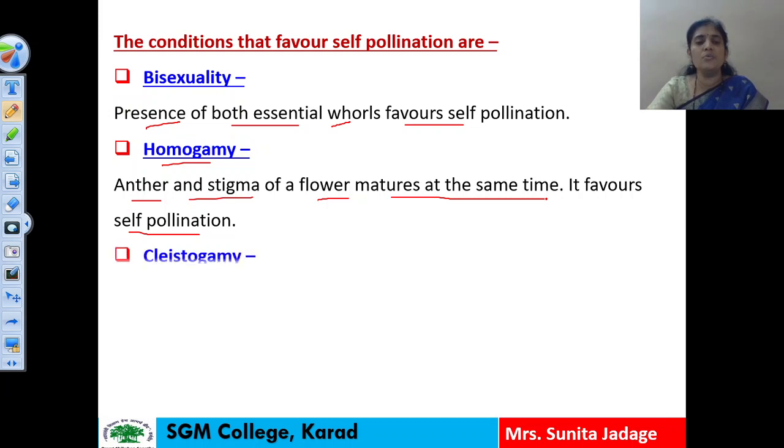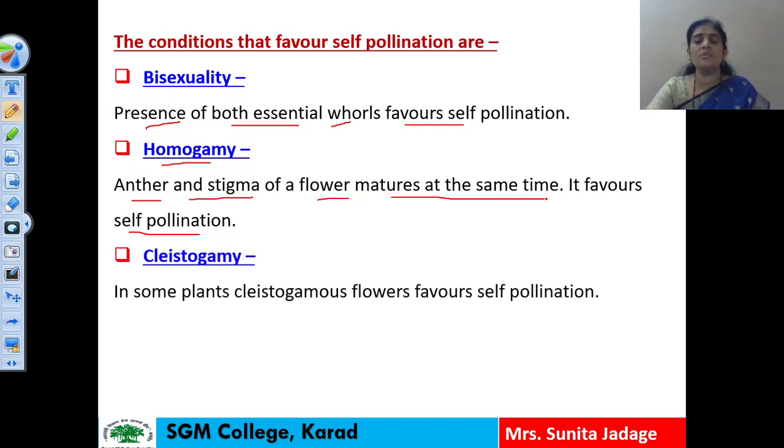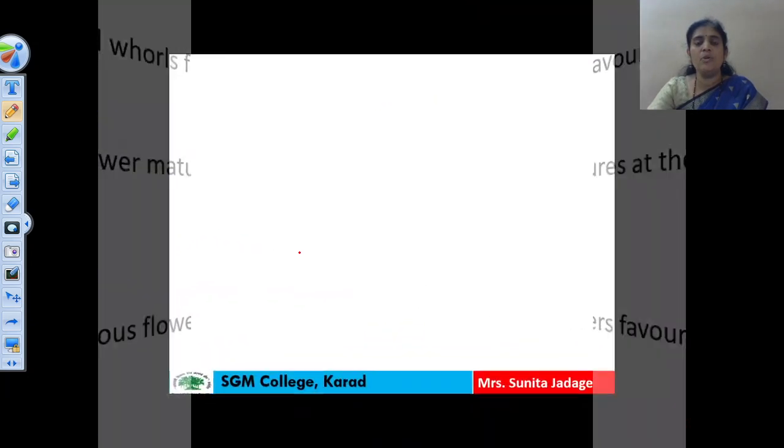And the third is known as cleistogamy. We have just seen the cleistogamous flowers which are present in some plants; they also favor self pollination. Naturally, in some plants these conditions are present, that is bisexuality, homogamy and cleistogamy, which are responsible for self pollination. That we have to remember. This is the first type, self pollination.